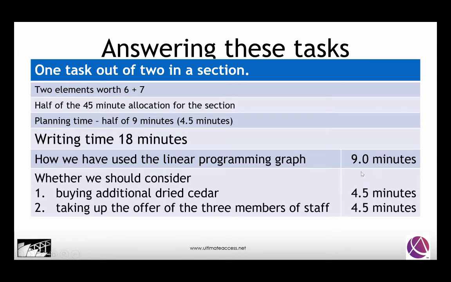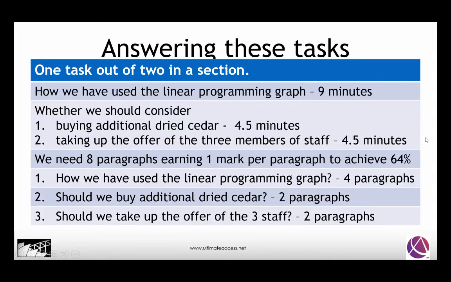And so here we've allocated 18 minutes for the writing up. So we want to use that time to effectively get the right number of marks. So the 9 minutes would be for how we understand the linear programming graph, and that would give us a minimum of 4 paragraphs. Similarly, we would want a minimum of 2 paragraphs each for the 2 areas where we're looking at whether it's worthwhile to have additional input resources.